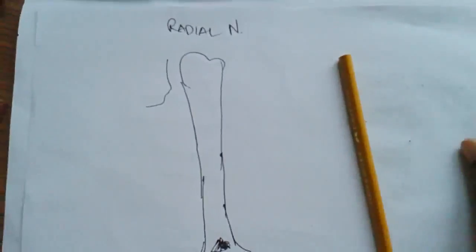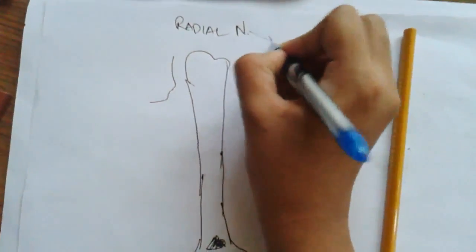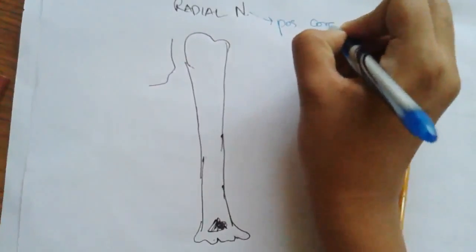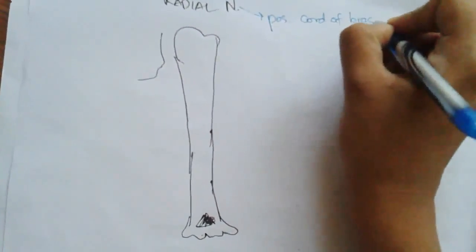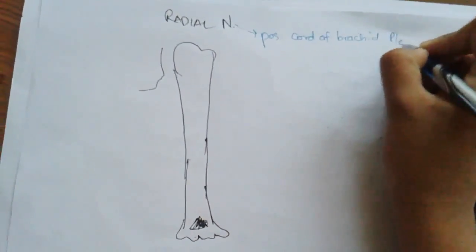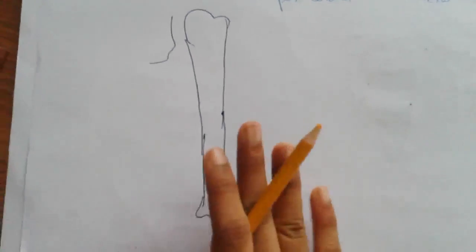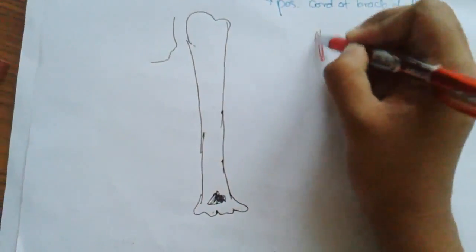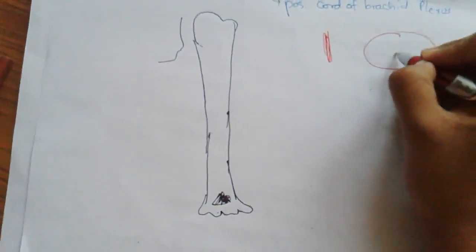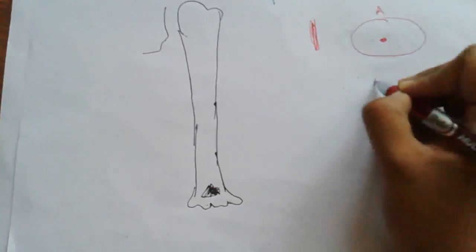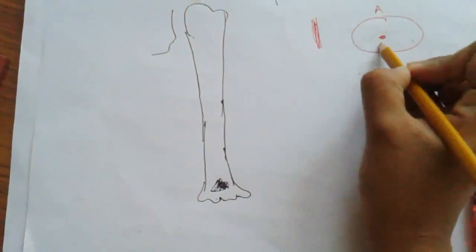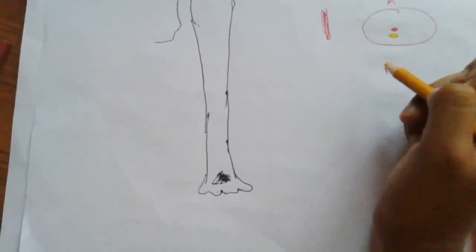Now you are going to learn about radial nerve. It arises from the posterior cord of brachial plexus. First, in the arm, it lies posterior to brachial artery. If we draw the cross section, if this is the brachial artery, the radial nerve is posterior to it. Okay, this lies posterior to the brachial artery.